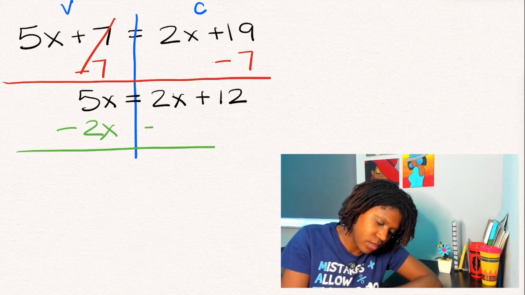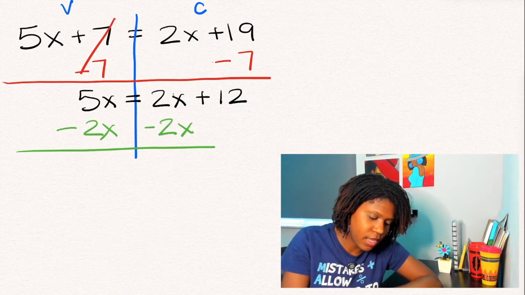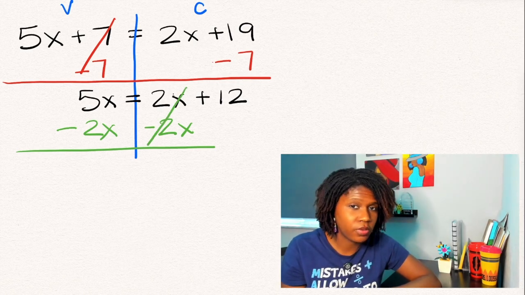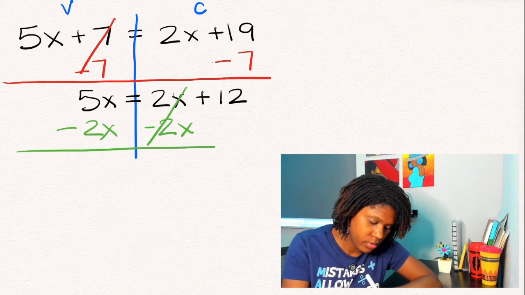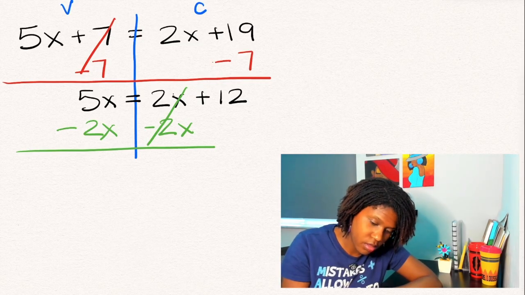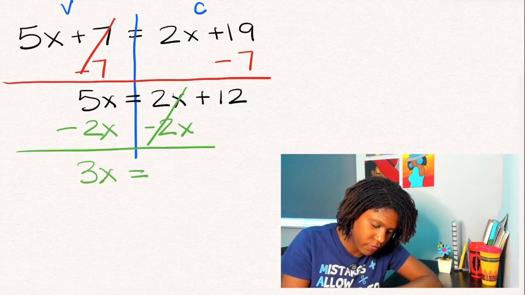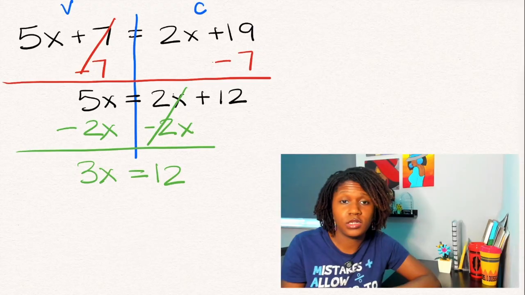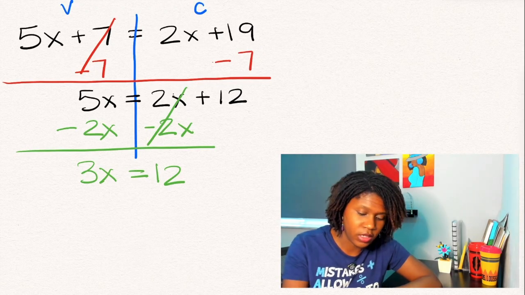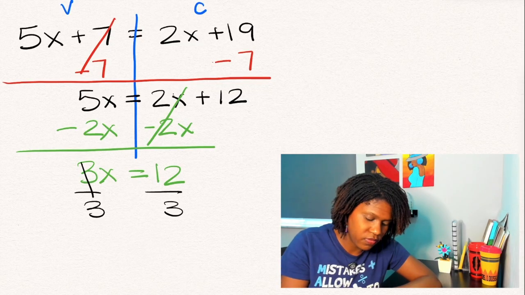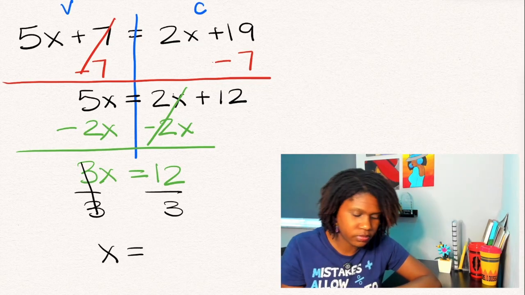We're going to subtract it on both sides. And if we subtract things or add things on both sides correctly, something should always cancel out. So I am left with 3x is equal to 12. And then lastly, to get that x by itself, we want to get rid of that coefficient. So we are going to divide by 3 on both sides. And we find that x is equal to 4.